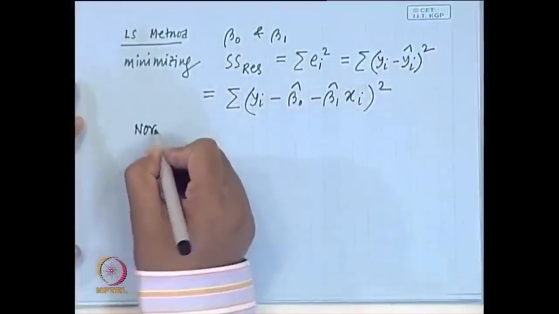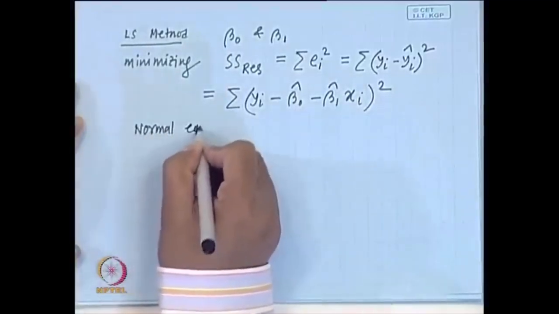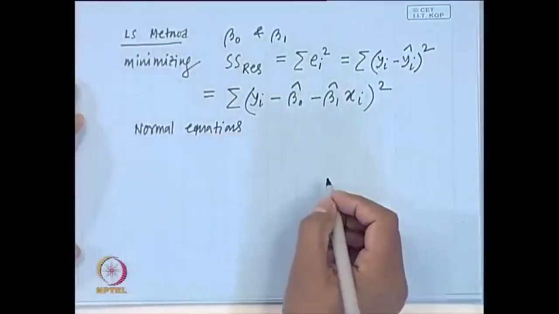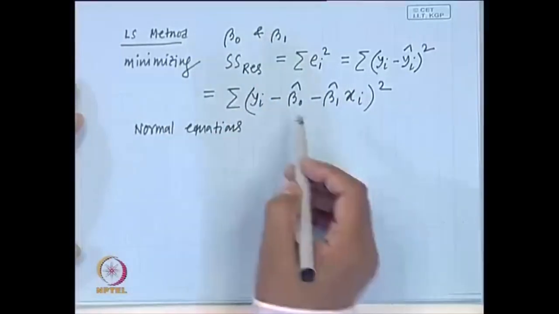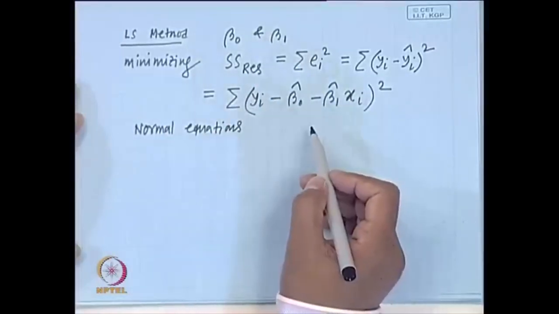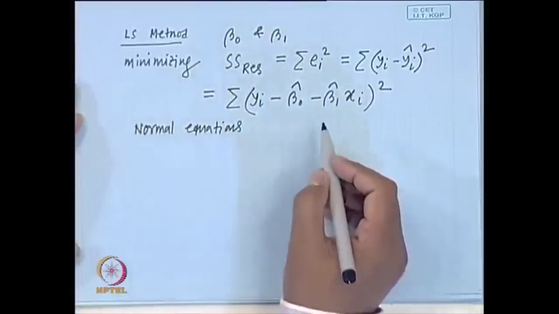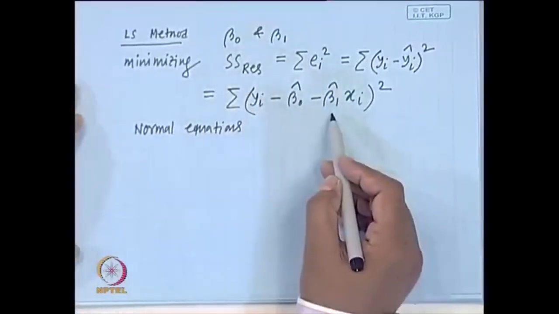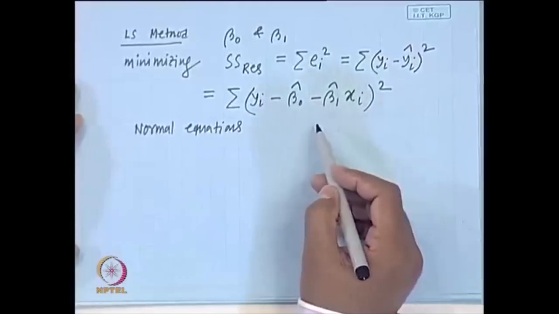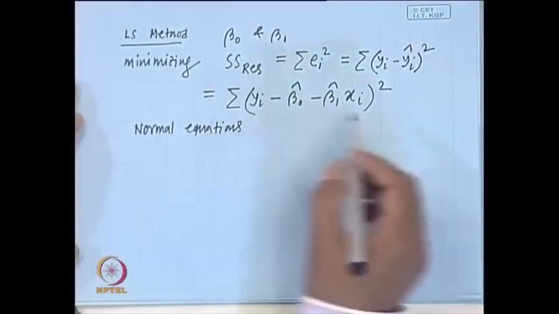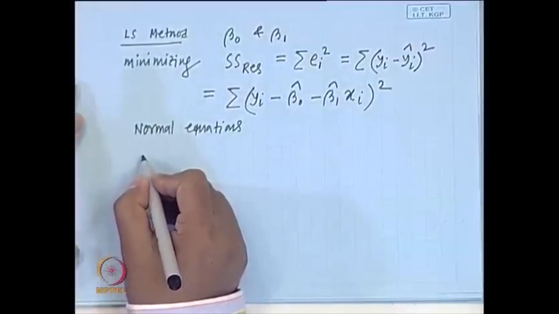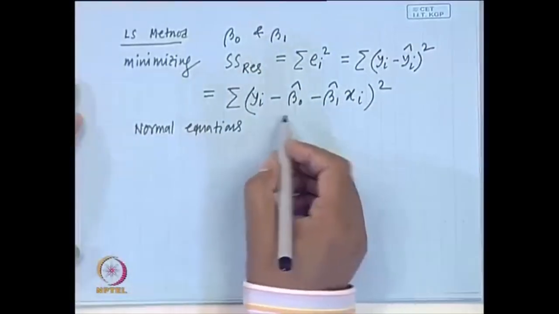There are two normal equations. We differentiate SS residual with respect to beta naught hat, that gives one normal equation, and again we differentiate the residual sum of squares with respect to beta 1 hat, that gives another normal equation.